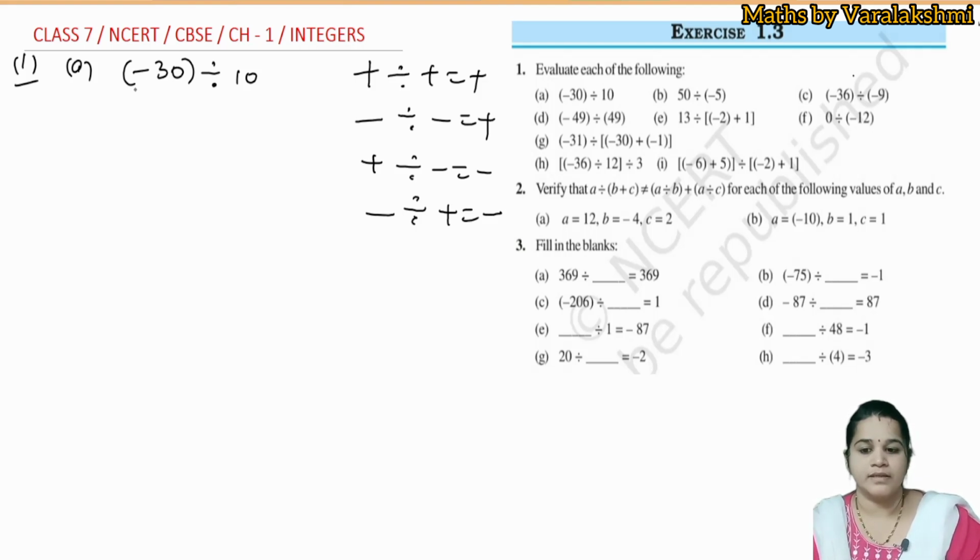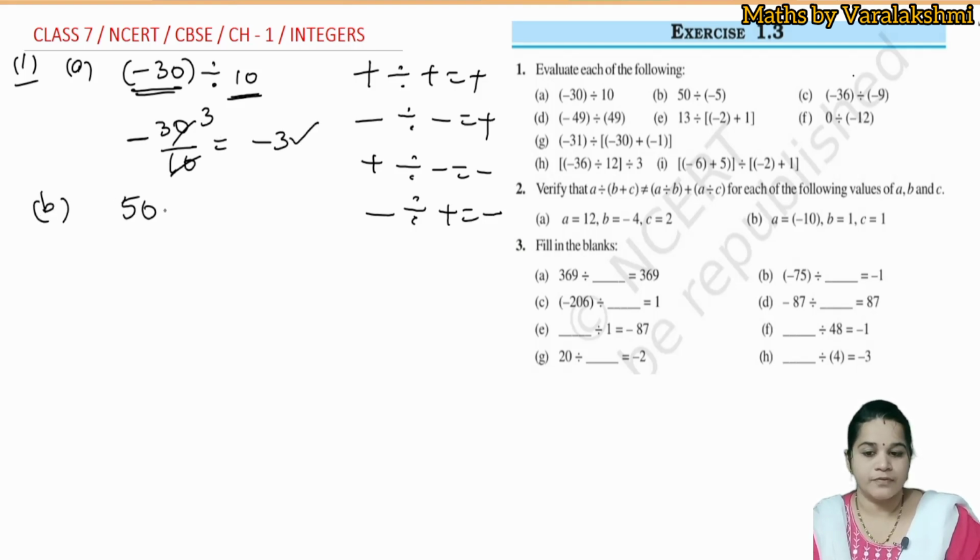Okay, next, it is a negative integer and it is a positive integer. Minus divided by plus will always be a negative integer only, and 30 by 10 is nothing but 3 times 10, 3 is a 30, so minus 3 is the required answer.